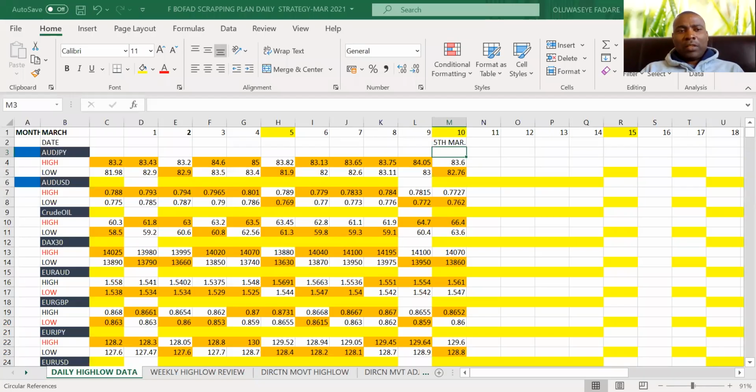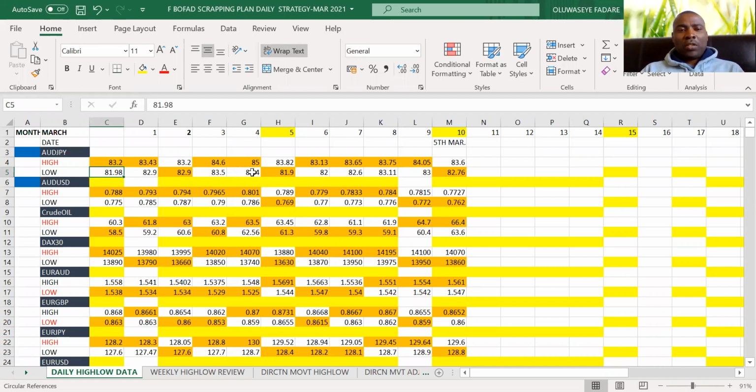As you see this data, these are daily prices of each product. One, you can see this product. This is AUD Japan. This is the high, and this is the low column. So the high price and the low price, these are prices that are taken on a daily basis, as you can see here.